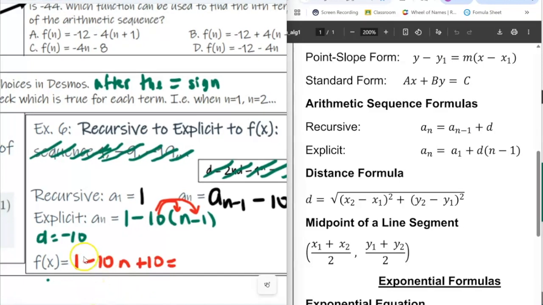All right, so now I'm going to combine like terms. So I've got 1 plus 10, which is 11, and then I just have -10n. But they want it in function notation in terms of x, so I'm going to change the n into x. So this is going to be -10x, and then 1 plus 10, which is 11, +11. All right, so this is it in function notation now. So that's how you go from recursive to explicit, and then from explicit to function notation.